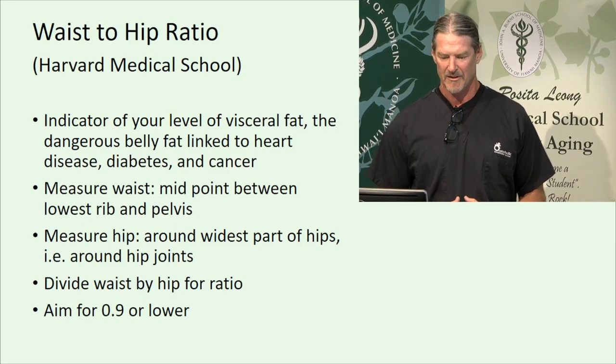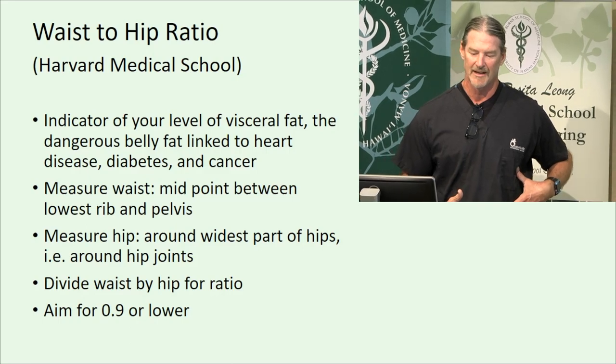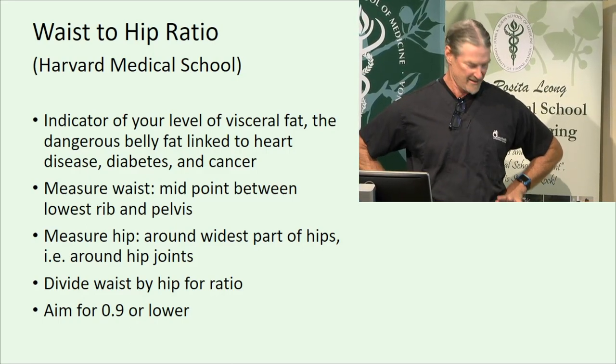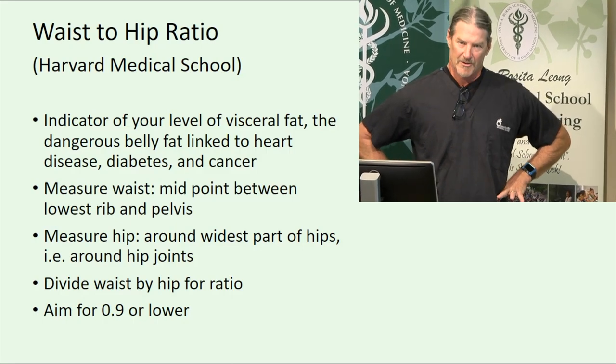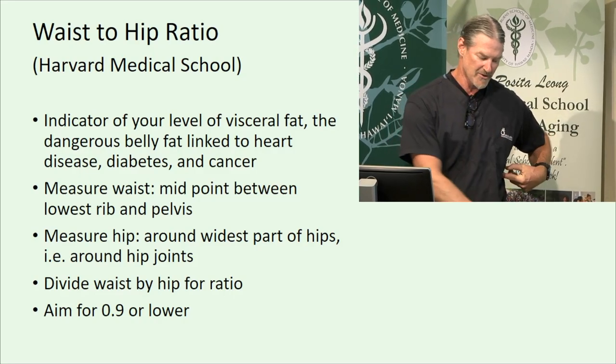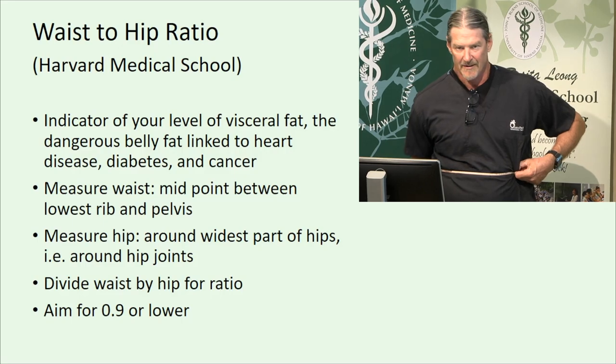So how you do the measurement is we're going to measure your waist. So again, this is going to be the midpoint between your lowest rib and your pelvis that we did on the earlier test. So again, if you put your hands here on the shelf of your hips and here, then you would measure your circumference all the way around. Okay.